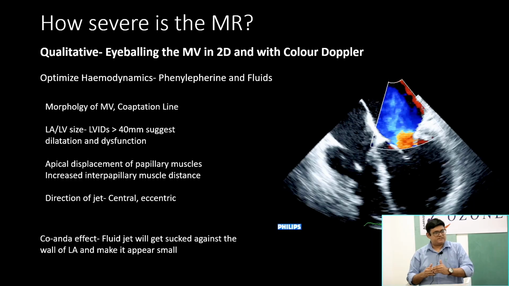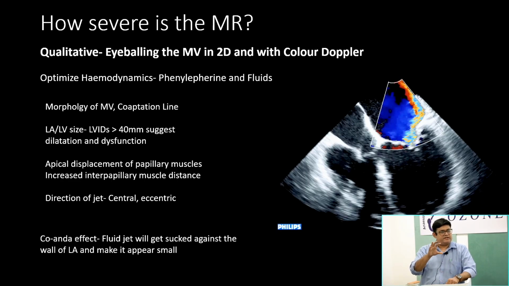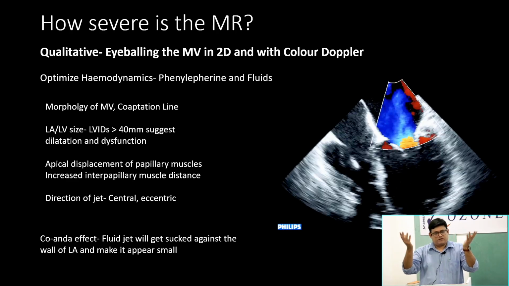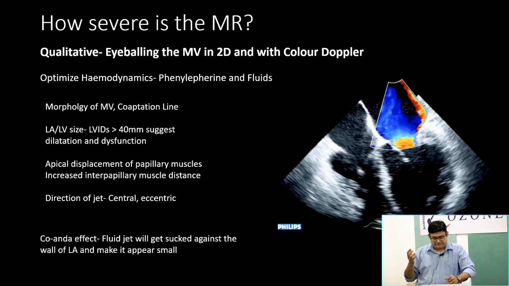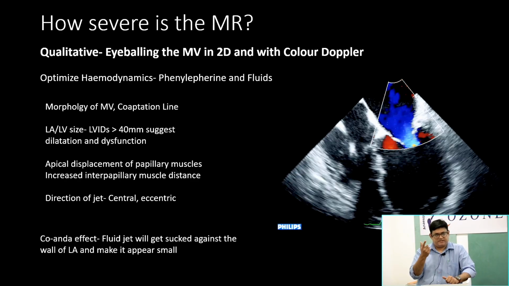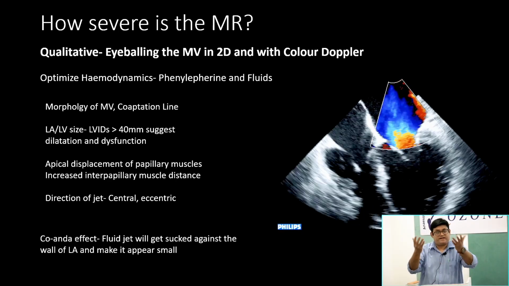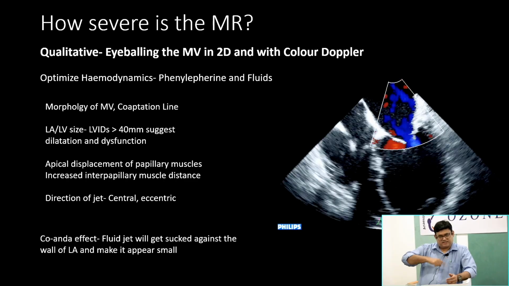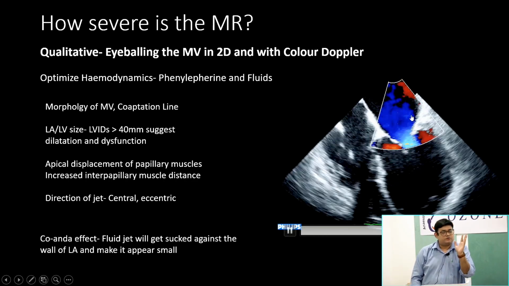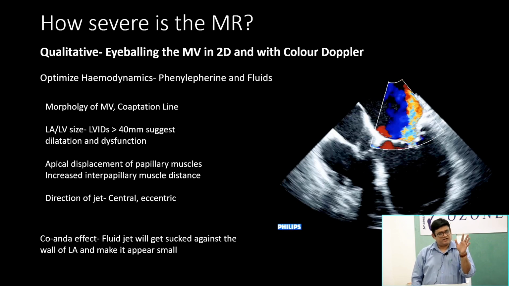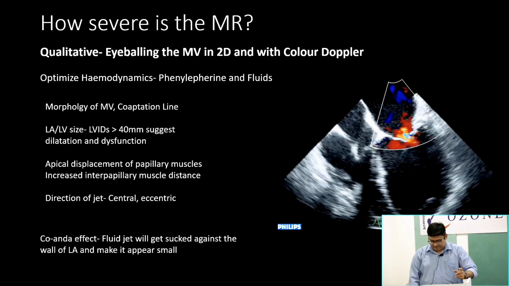Once you have done all these things, put a color Doppler and see the jet. First thing in the jet you see is how big is the jet, how much is the jet increasing the area in the left atrium. You look at the direction of the jet, whether it is central or eccentric. The eccentric jets always show a Coanda effect. That is, your fluid jet will get sucked against the wall of the LA and it will make it appear small. So an eccentric jet is always severe unless otherwise proved. So this is all about your qualitative examination of the mitral valve.